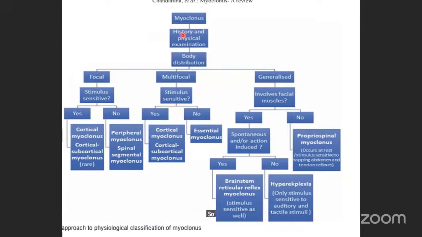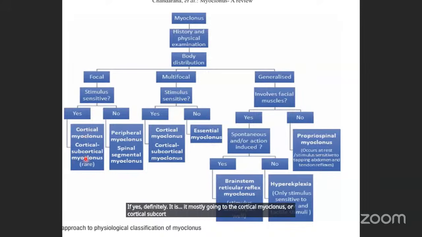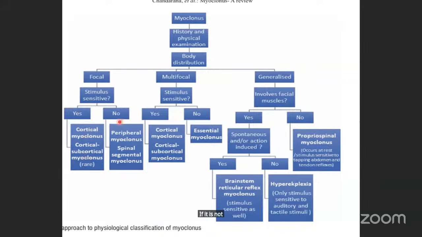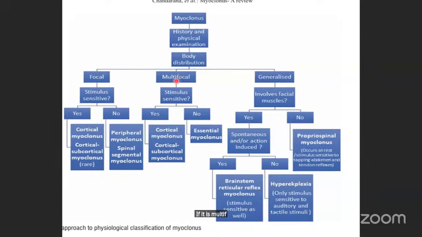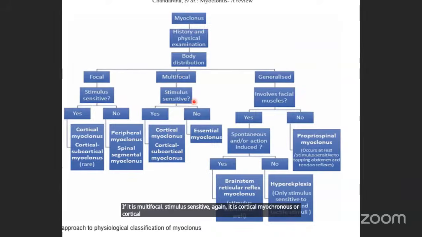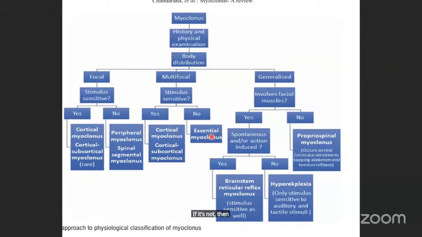So with myoclonus, once we know the body distribution, is it focal, multifocal, or generalized? Then, is it stimulus sensitive? If yes, it mostly goes into cortical myoclonus or cortical-subcortical myoclonus. If it is not stimulus sensitive, then we should think of peripheral myoclonus or spinal segmental myoclonus. If it is multifocal and stimulus sensitive, again it is cortical or cortical-subcortical myoclonus. If it's not, then it is essential myoclonus.